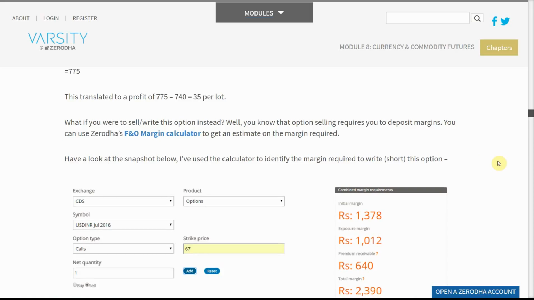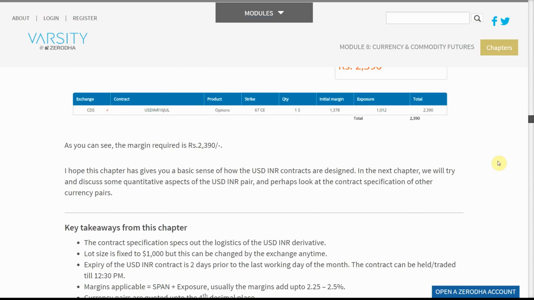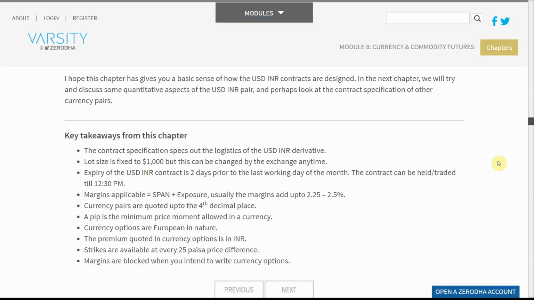In the next chapter, we will try and discuss some quantitative aspects of the USD INR pair, and perhaps look at the contract specification of other currency pairs.